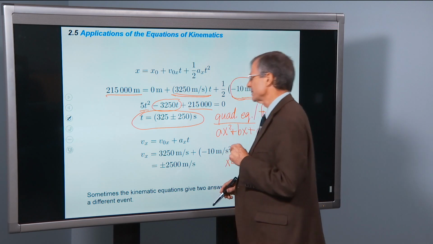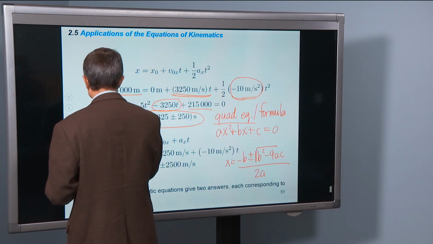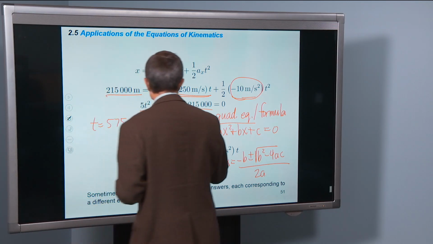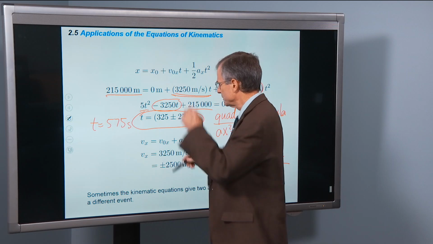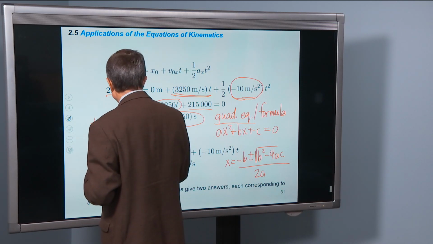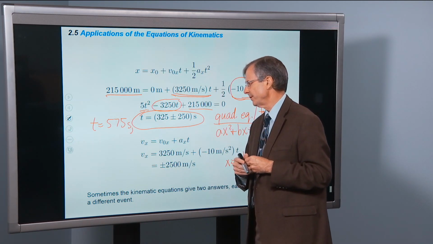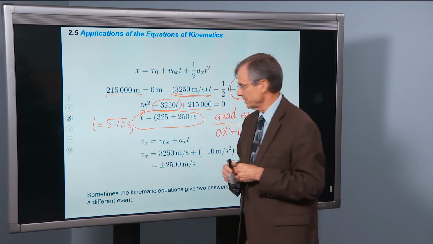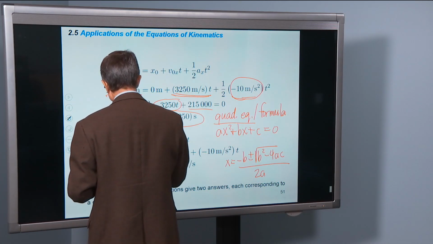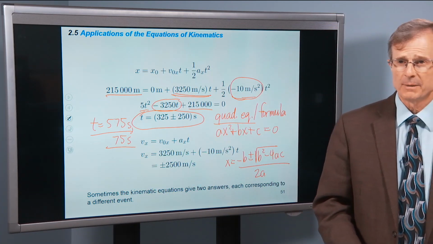325 plus 250 would be 575. 2 plus 3 is 5, 5 plus 2 is 7. And then the other possible time is 325 minus 250. Well, the difference between those is just 75 seconds. What do these two times mean? And how come you're getting two times? Is there some kind of mistake?